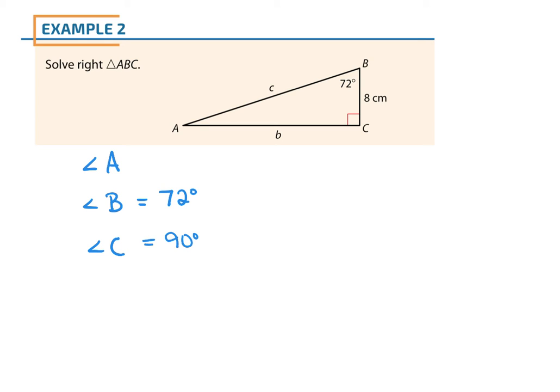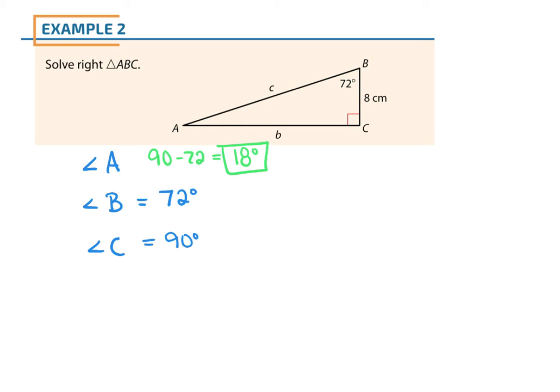I'm going to take 90 and 72, and I am going to subtract those from 180, or you can actually just take the 72 from 90, because we know that those two have to be complementary. So if we do that, if we take 90 and subtract the 72, we're going to get 18 degrees. So that's our first answer, is angle A is 18 degrees.